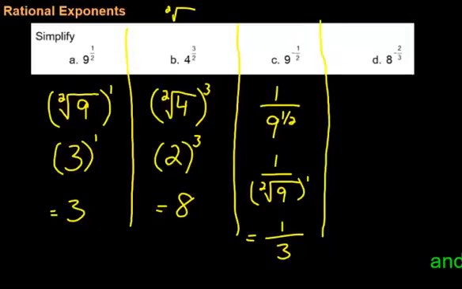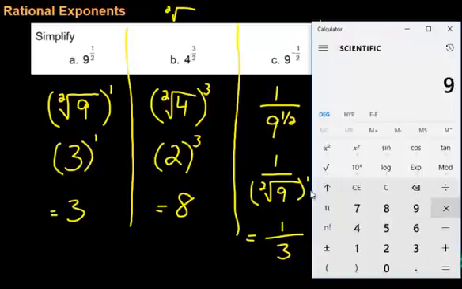Okay? And once again, you could put it on the calculator. 9 to the power of 0.5, but it's a negative 0.5. And you should get 1/3, which is 0.33333 forever, as you can see.